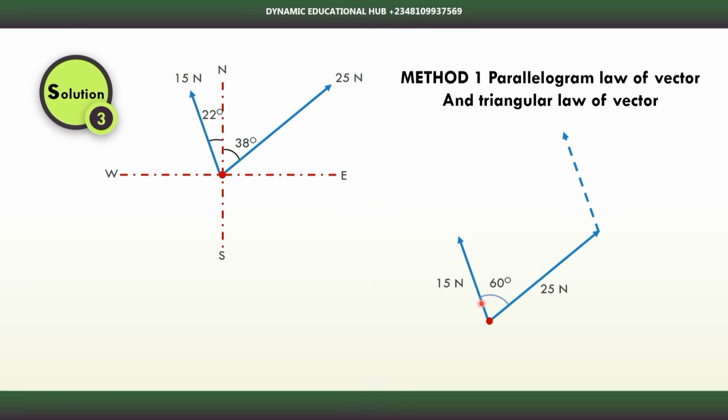So this angle is 60 degrees. Now parallelogram law of vector, let's now apply it. You now draw the diagonal from the point of intersection. Before drawing it, let's fix this angle.